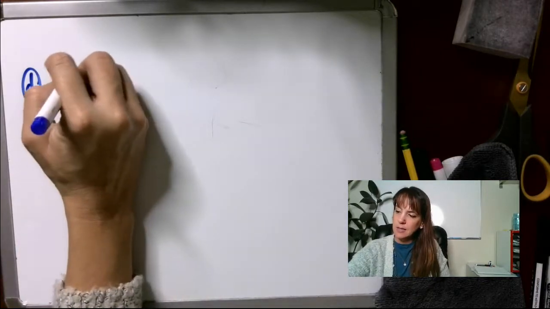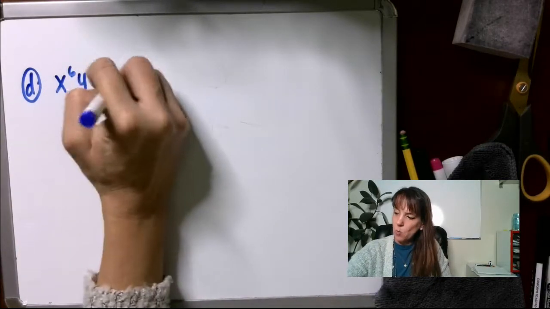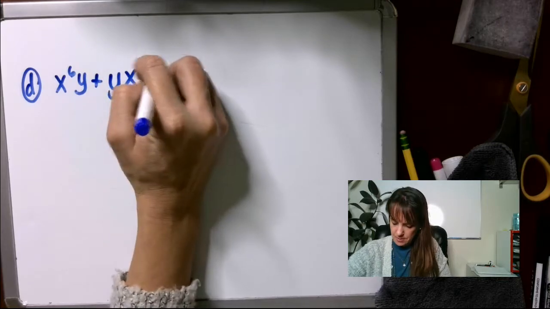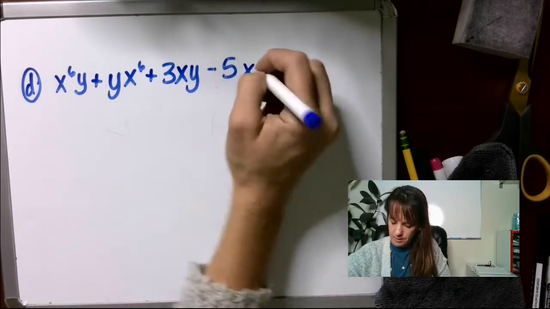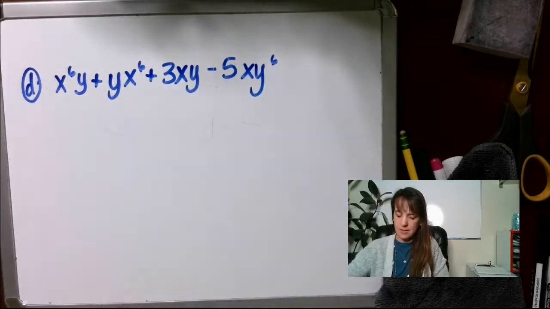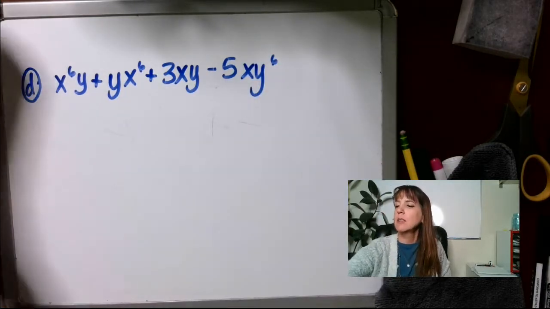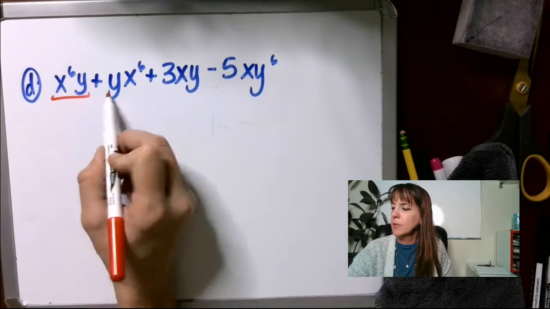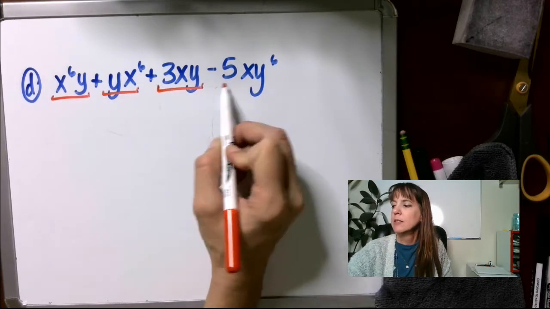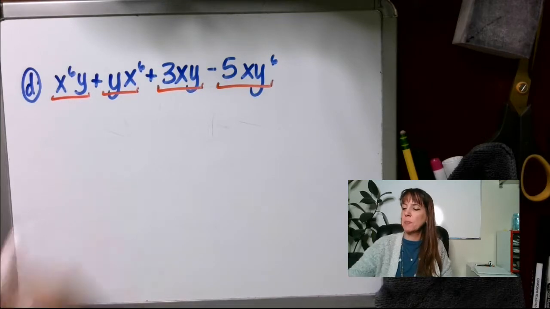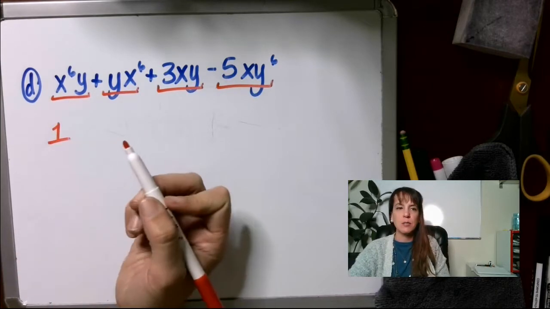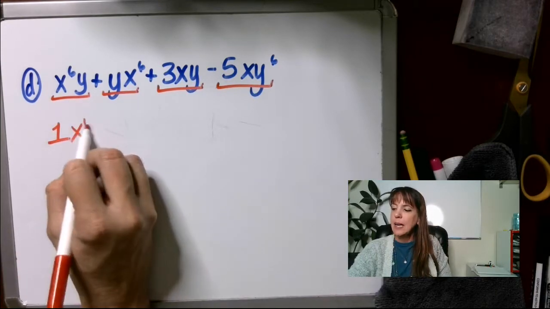x to the 6th y plus yx to the 6th plus 3xy minus 5xy to the 6th. Excellent. Speaking of x's. All right, we have a chunk here, chunk here, chunk here. We got 4 chunks. Taking a look at that first chunk, it is in alphabetical order, but it's missing a 1 in the front, so that we don't want to lose that.